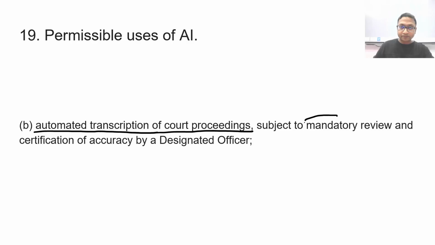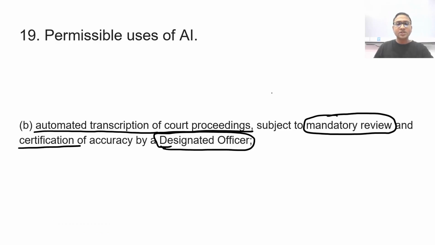Another one is automated transcription of court proceedings, subject to mandatory review and certification of accuracy by a designated officer. Now this is a problem. Some kind of transcription job has been reduced of someone. But this mandatory review and certification of accuracy will increase the burden accordingly. It is not necessary that this particular verification is less time consuming than not using AI itself, right? So these trade-offs have to be clearly thought of.